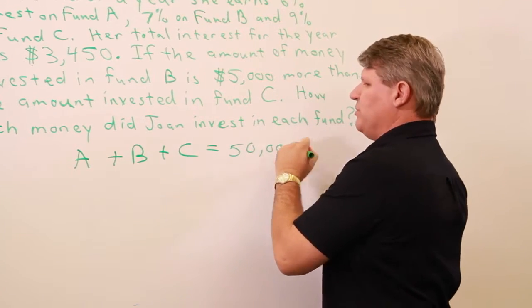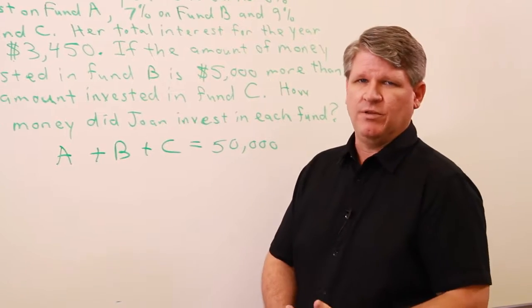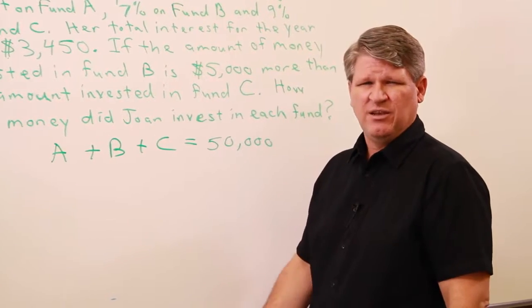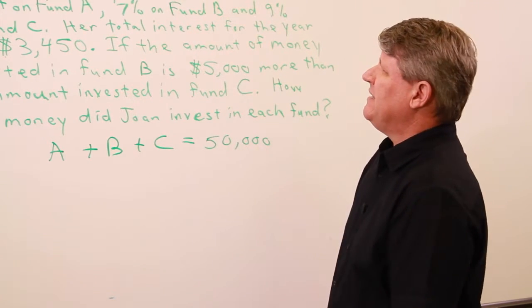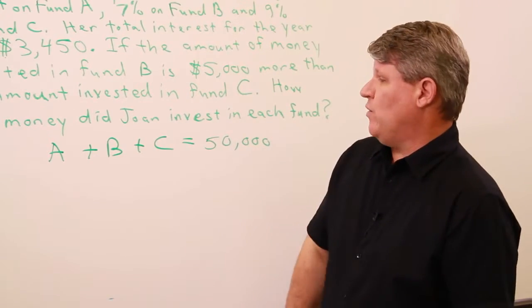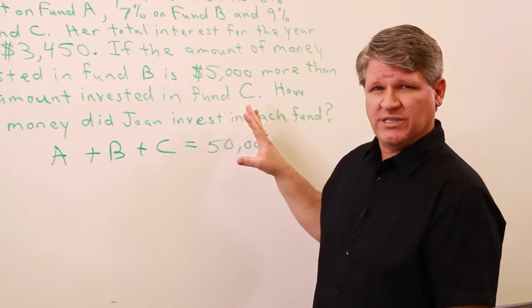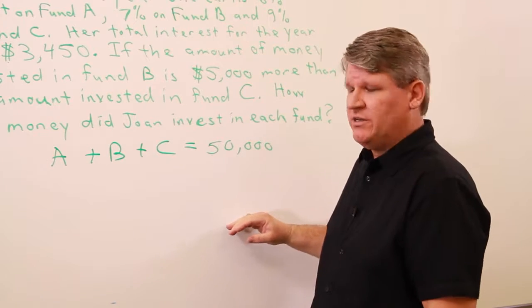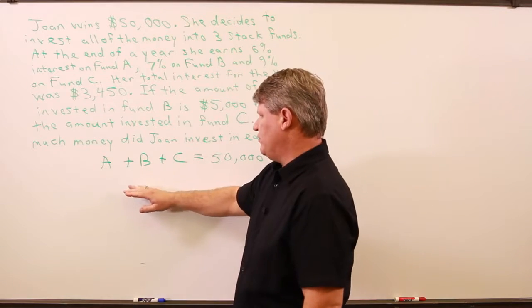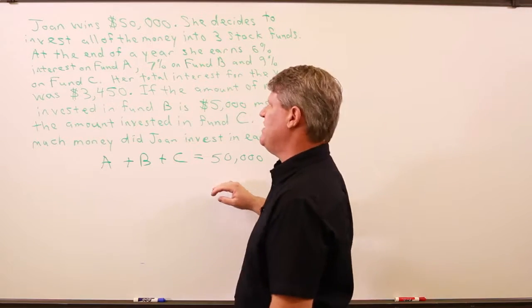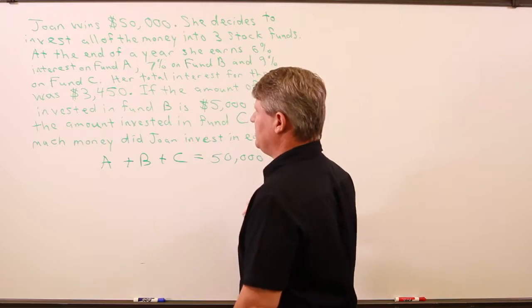So our first equation is pretty easy. 1A plus 1B plus 1C is equal to 50,000. Pretty straightforward. Now, the second equation will involve our interest. It's all about interest. It's the amount of interest for A, the amount of interest for B, the amount of interest for C has to equal her total interest.